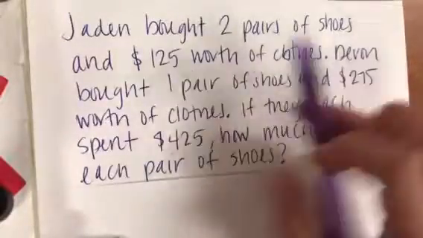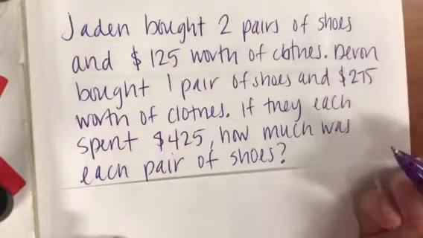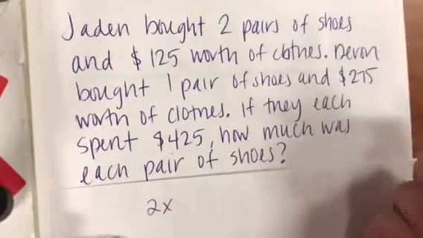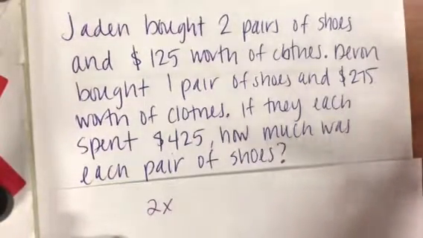He bought 2 pairs of shoes and $125 worth of clothes. So then 2 pairs of shoes, so there's my 2x. 2x, because we don't know the cost of the shoes. Right. It happened to be the same cost for each shoe. I think they bought the same ones, because Jaden and Devin are friends.